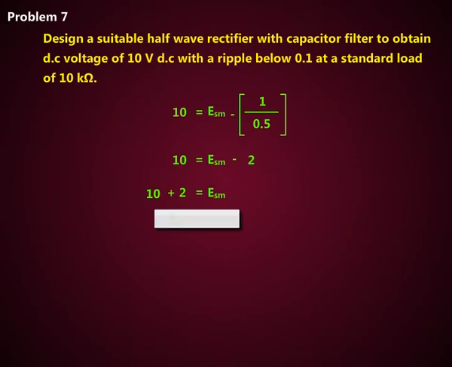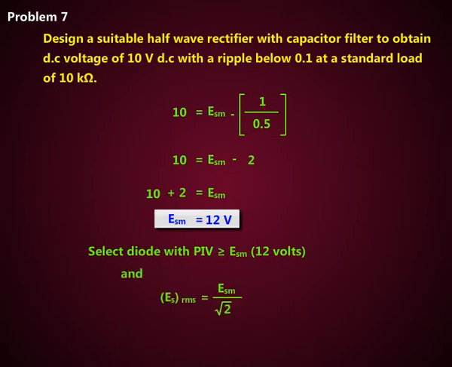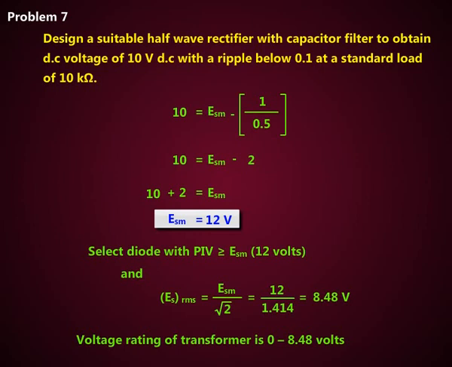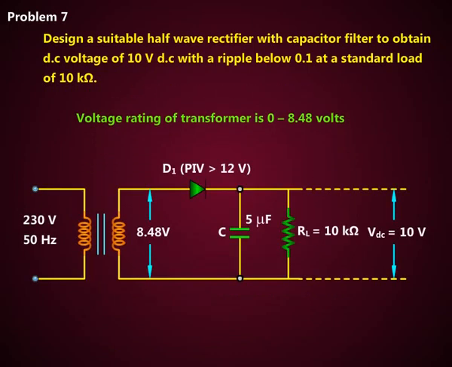After the simplification, we get the maximum AC voltage as ESM is equal to 12 volts. Then, select the diode with PIV greater than or equal to ESM, 12 volts, and ES RMS is equal to ESM by root 2, which is equal to 12 by 1.414, which is equal to 8.48 volts. Voltage rating of transformer is 0 to 8.48 volts. From the obtained value, we can design the half-wave rectifier as shown here.